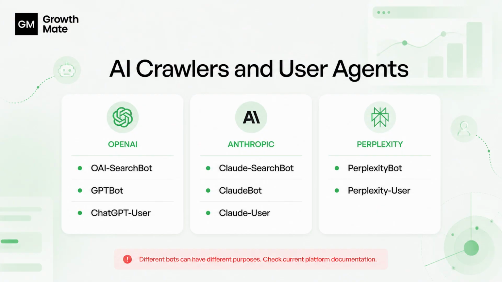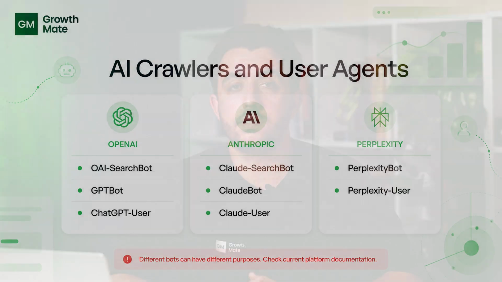Anthropic also documents separate user agents. This includes Claude search bot, Claude bot, and Claude user. Perplexity, as an example, uses Perplexity bot for its search-related functionality. It also uses Perplexity user during particular user requests. Do not assume one configuration works correctly for every platform. Review each platform's current technical documentation separately. Crawler names and policies may also change over time.